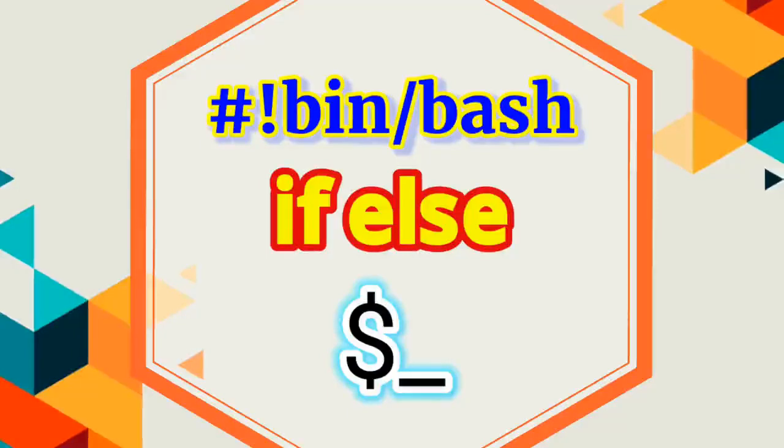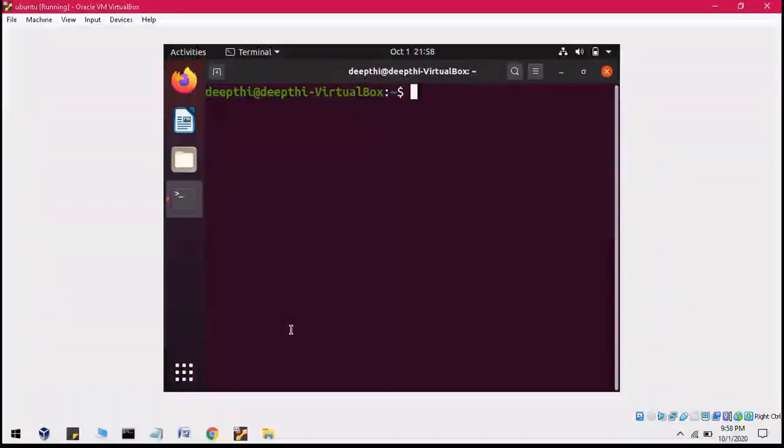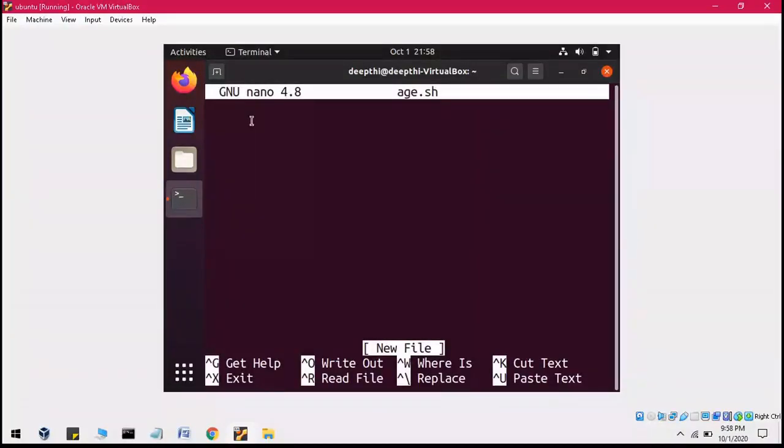Hello everyone. In this lecture, we will understand the syntax of if by creating a simple shell script. We will be using the nano editor. So I write nano, and then with a space, I write the name of the file. I name the file age, and the extension of this file is .sh, because we are using shell scripting. When I enter this, I go into the nano editor.